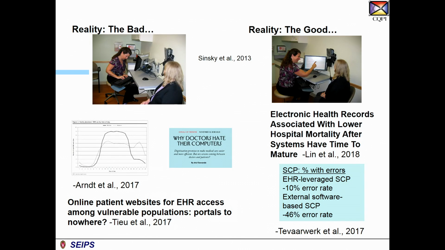So the reality with the EHR, the bad and the good, okay? As has already been talked about prior to my talk, we're seeing more work with the EHR being done in evening hours. Clinicians and physicians are spending as much time using the EHR as they are with patient care.